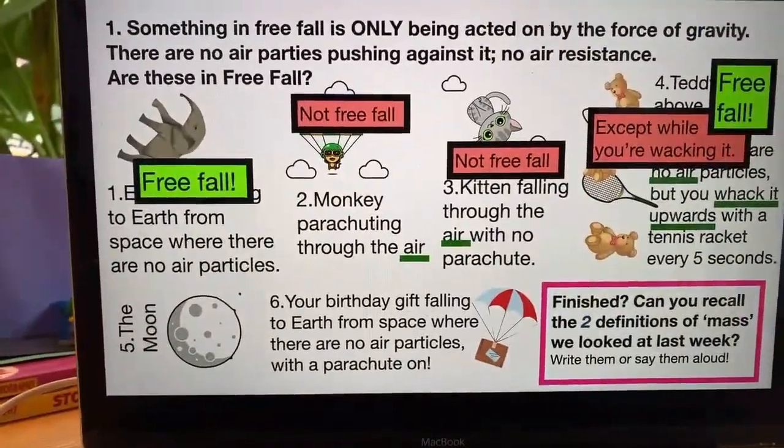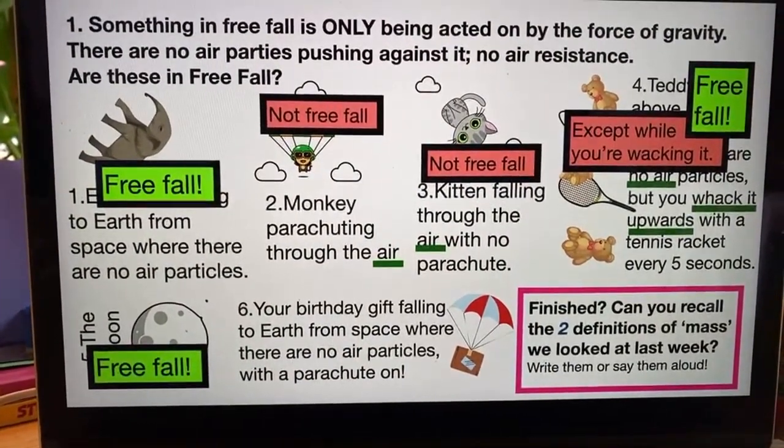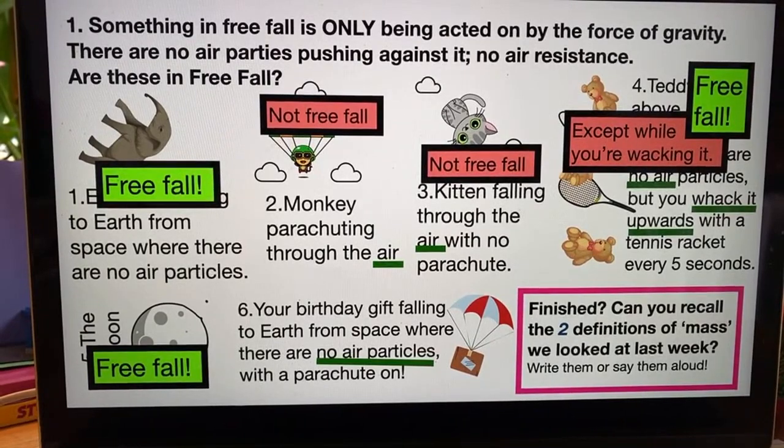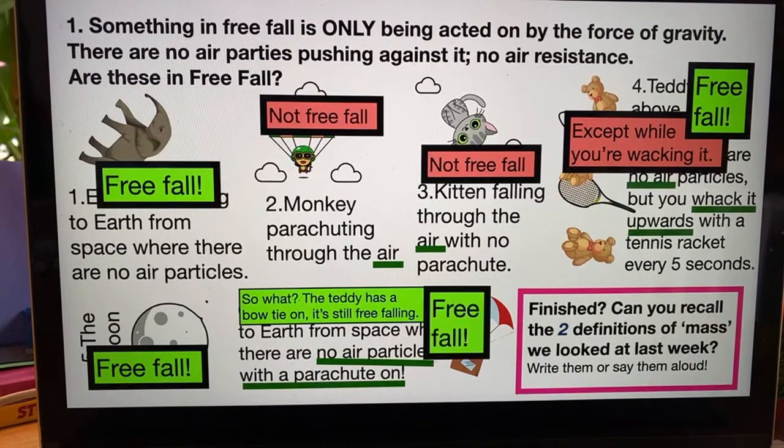And your birthday gift falling to Earth from space where there are no air particles. Well, there are no air particles, so it's free falling. It's got a parachute on, but so what? The teddy's got a bow tie on. It's still free falling. A parachute is just an annoying thing attached to it, isn't it? If there are no air particles, there's no point to it. So yes, well done if you said that the present was free falling.